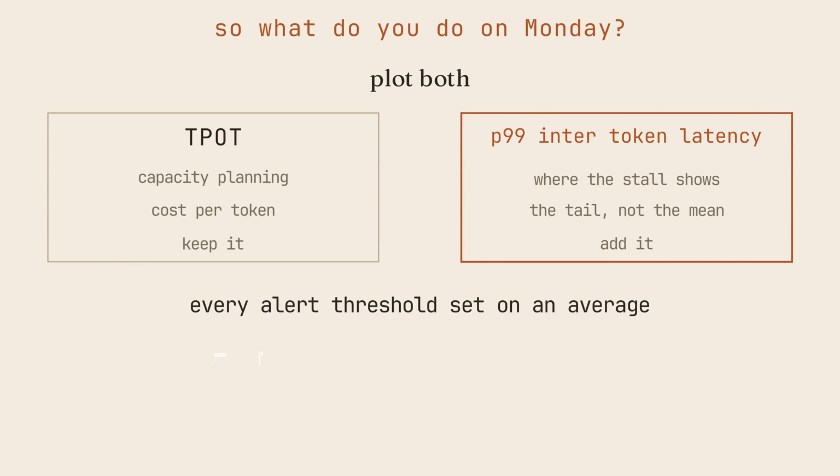And here's the rule I'd write on the wall. If every alert threshold you have is set on an average, then you have no alert on stalls at all. You'll find out from your users.